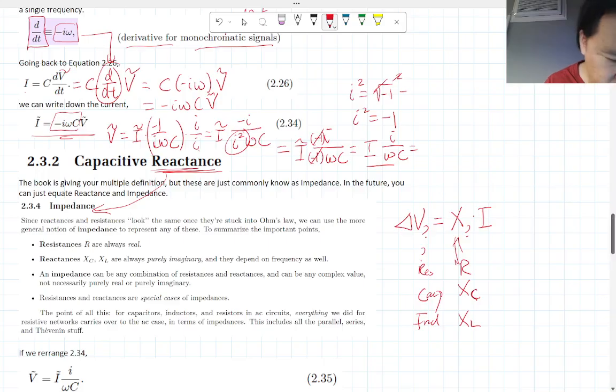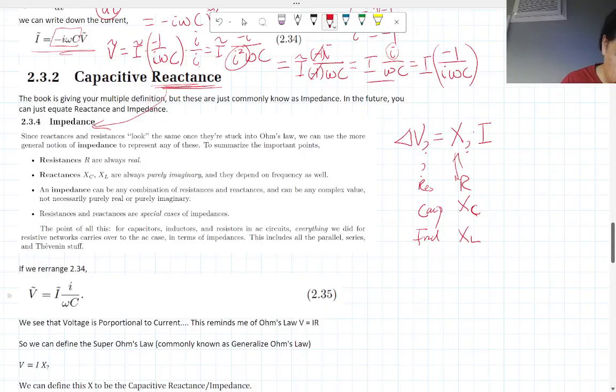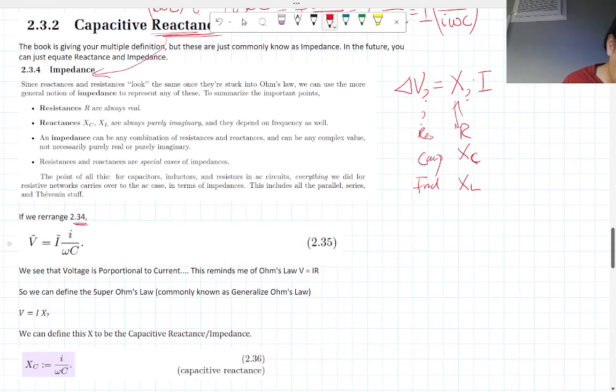I'm going to rewrite this version of it so that we can compare. -1 i omega c. Notice that when you move the i from the denominator to the numerator, it just picks up a -1. Same thing happens if you move an i from the numerator to the denominator. It just picks up a -1. So that's basically what happened here when the book says we rearrange equation 2.34. We just moved the i from the denominator to the numerator. And this is what is known as the capacitive reactance.